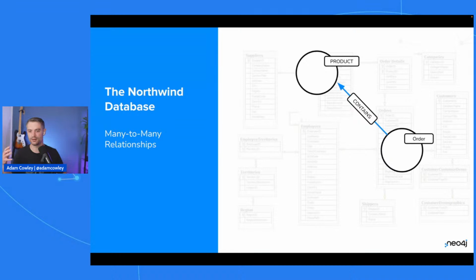But what we can do in a graph database is provide a more natural naming. Order details kind of makes sense, but really what we're saying is an order contains one or more products. Instead of having this table in between that we have to insert data into, we just create the relationship between them. And those additional properties on that table can be applied as properties against the relationship itself.